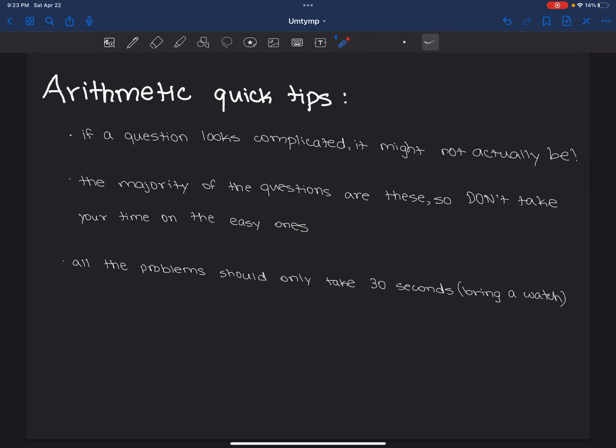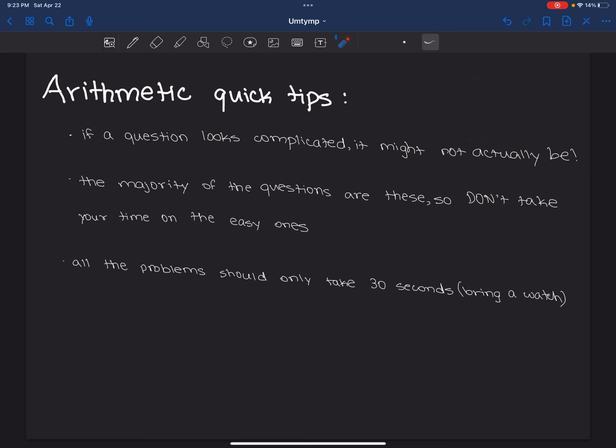Okay, so here are some quick tips for arithmetic and algebra. If a question looks complicated, it's actually not. Either you're overcomplicating something, or it is just complicated. So I guess this is not actually true, but probably 9 times out of 10 this is true. Actually, more like 99 times out of 100, because that's how true it is.